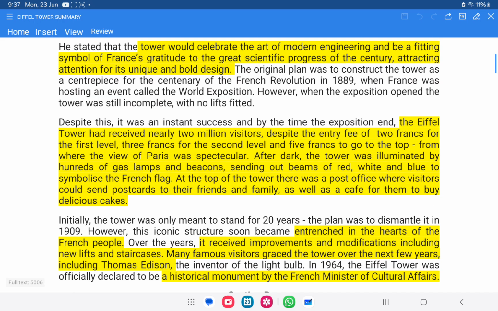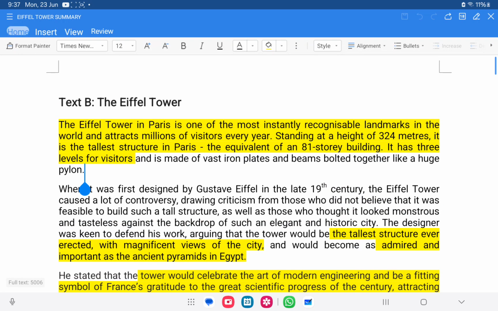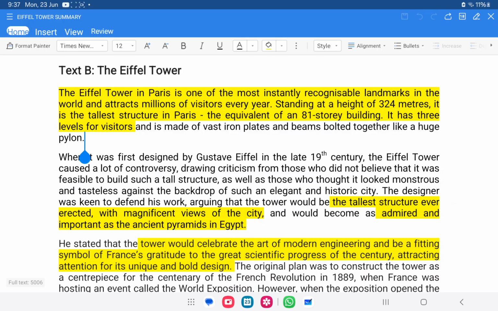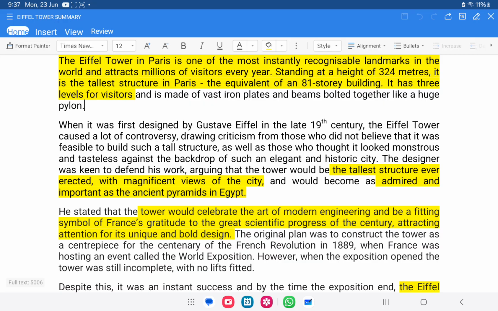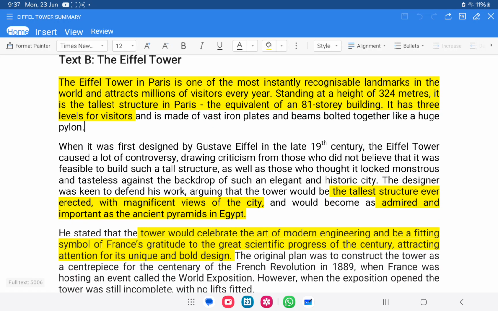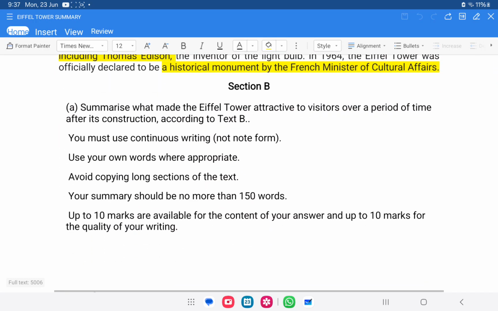All these are highlighted points. They are relevant ideas. They are a wide range of ideas that we have. While using them, you will write them in such a way that you do not copy them, and you have to write all of them in your own words.